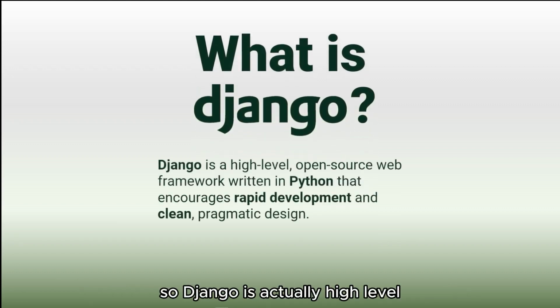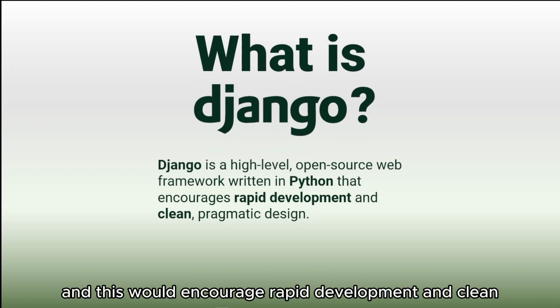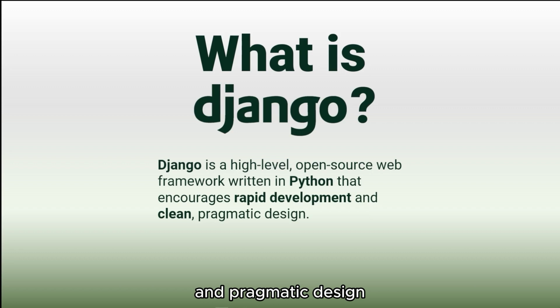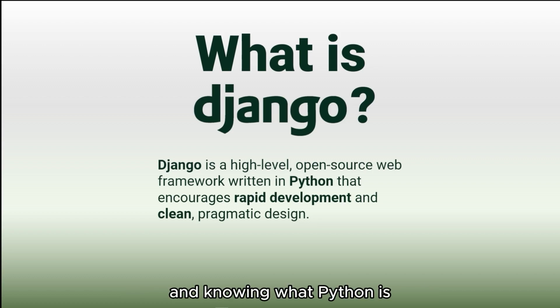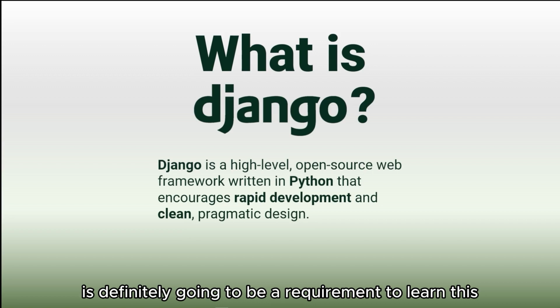So Django is actually a high-level open source web framework written in Python, and this would encourage rapid development and clean and pragmatic design. So Django is essentially a library or kind of a branch that takes from Python. And if you don't know what Python is, I suggest that you learn that before this, because Django entirely relies on Python, and knowing what Python is definitely going to be a requirement to learn this framework.